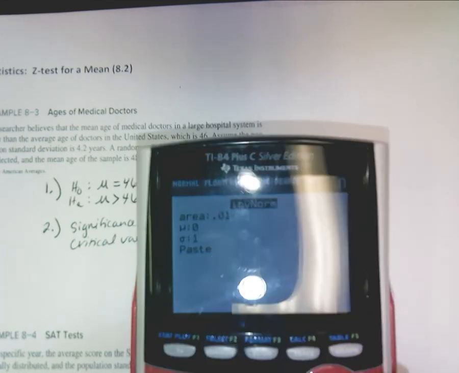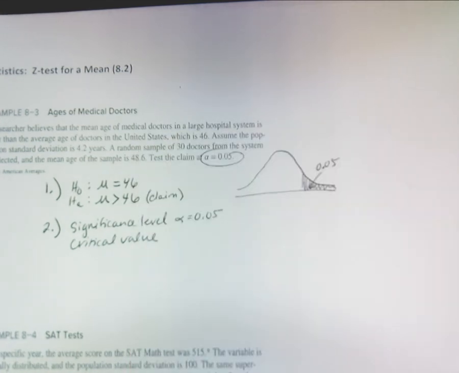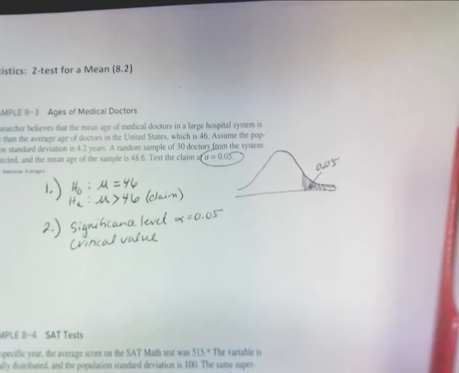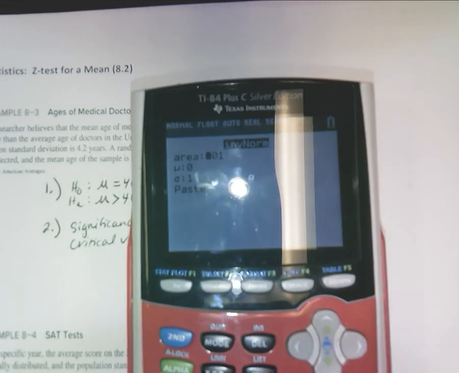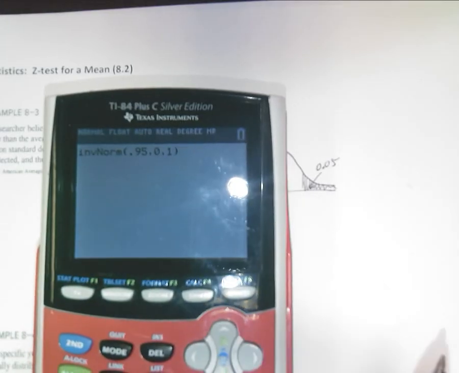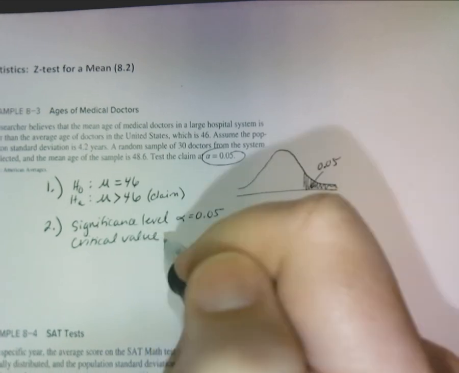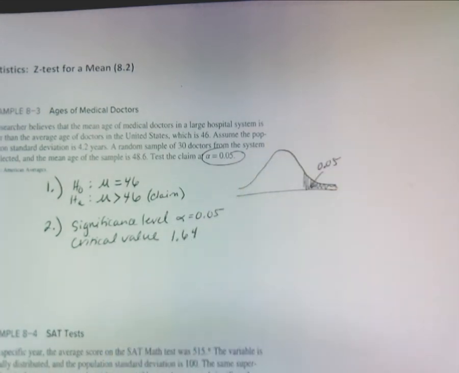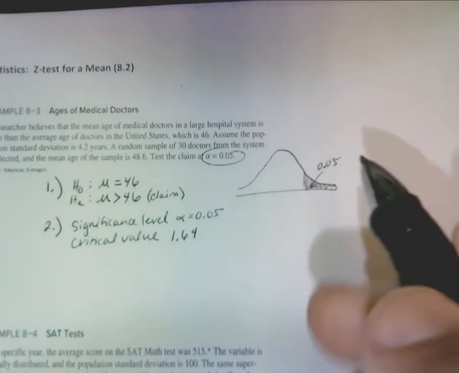Is that how I put it in my calculator then, 0.05? Obviously not. You always put the left side in, which would be 0.95. Enter, enter, enter. And I get 1.64, or 1.65. Okay, so that's our critical value.